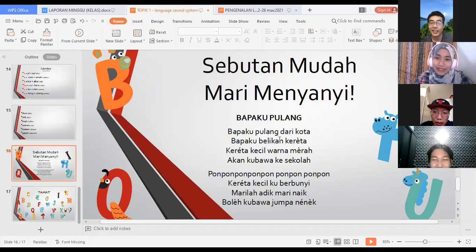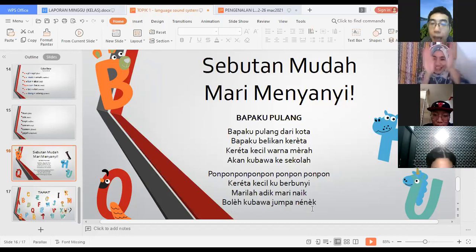Bapakku pulang dari kota. Bapakku belikan kereta kecil warna merah, akan ku bawa ke sekolah. Pon, kereta kecil ku berbunyi, marilah adik, mari naik, boleh ku bawa jumpa nenek.